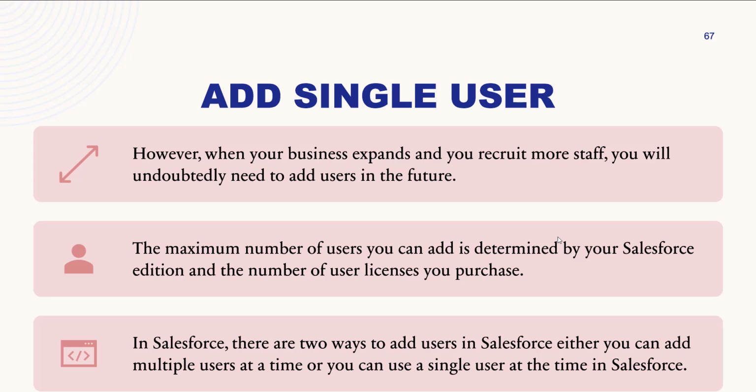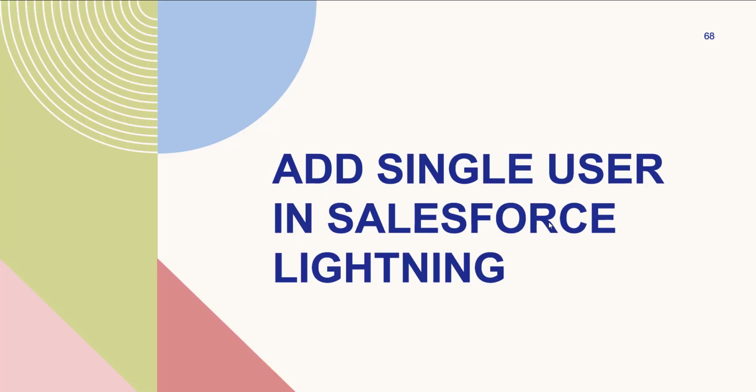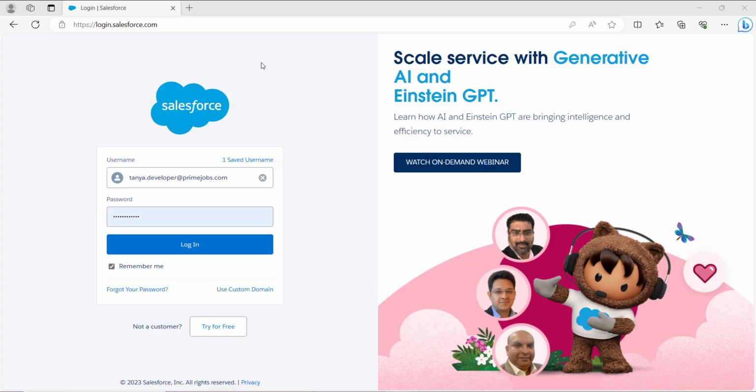In Salesforce there are two ways to add a user. Either you can add a single user at a time or multiple users at a time. So now let's proceed and learn how we can add a single user in Salesforce Lightning. Firstly, open the Salesforce login page and log in to your account with your credentials.